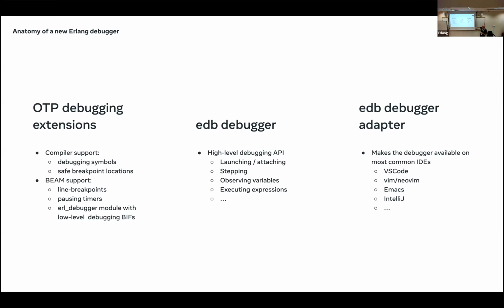And on top of that, what's called an adapter layer. It's some kind of front end for the debugger that can talk a protocol that most IDEs can understand. So we can use it with VS Code, Emacs, Vim, IntelliJ, whatever.